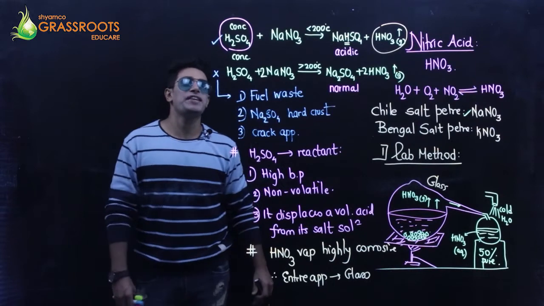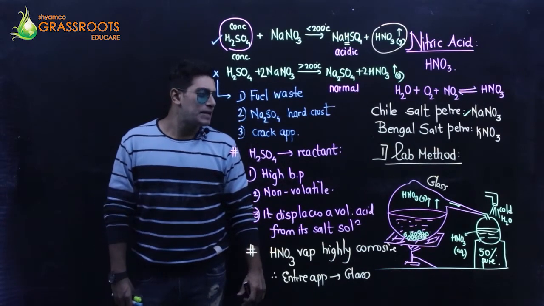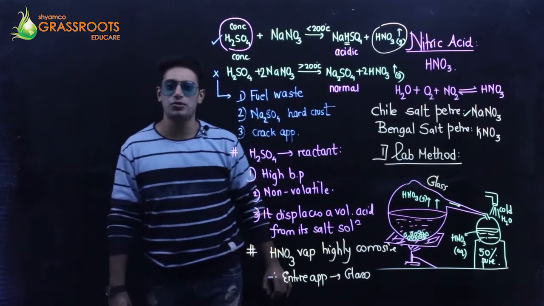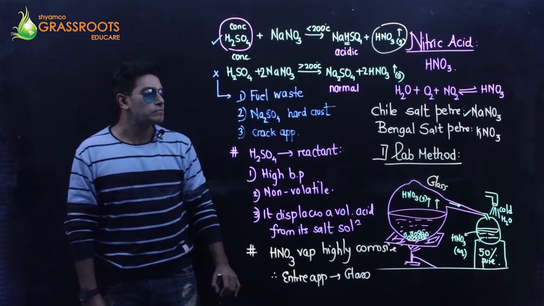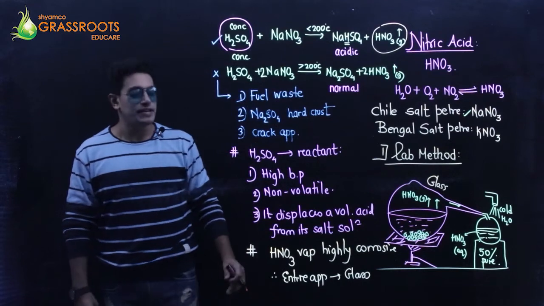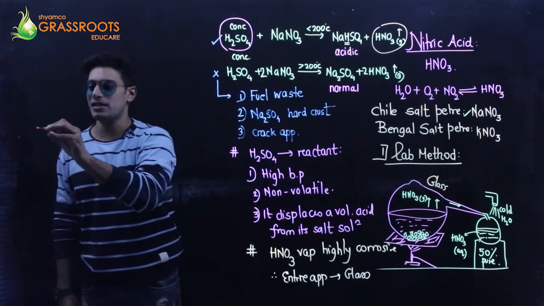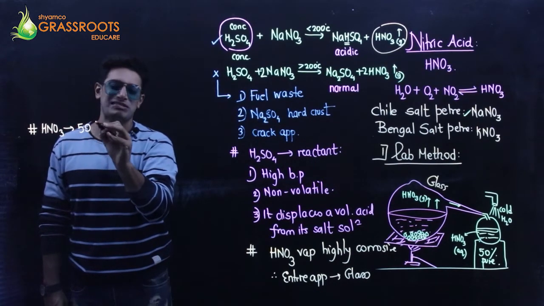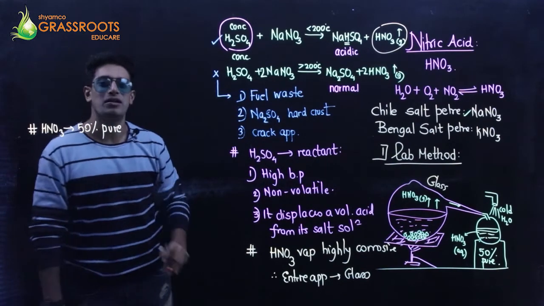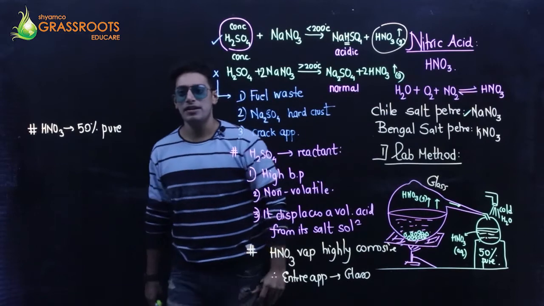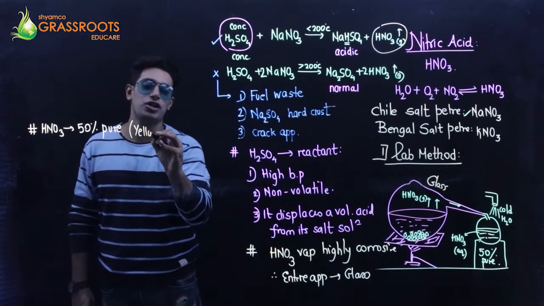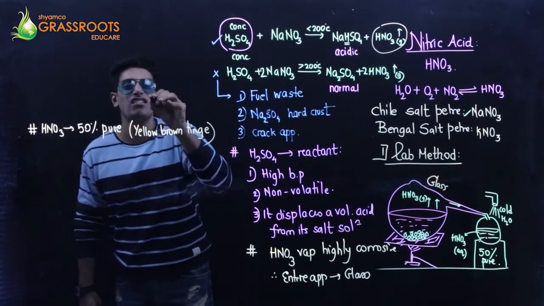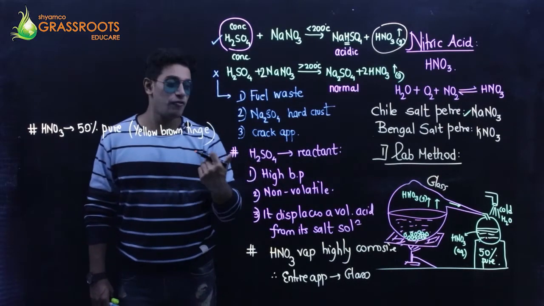So we have spoken about so many things. Okay, the collection of HNO3 out here: how pure is it? Can I say the HNO3 which I obtain is only 50% pure? Just 50% pure. And it has a yellow-brown tinge color. That is the color of the HNO3 which I obtain from that.